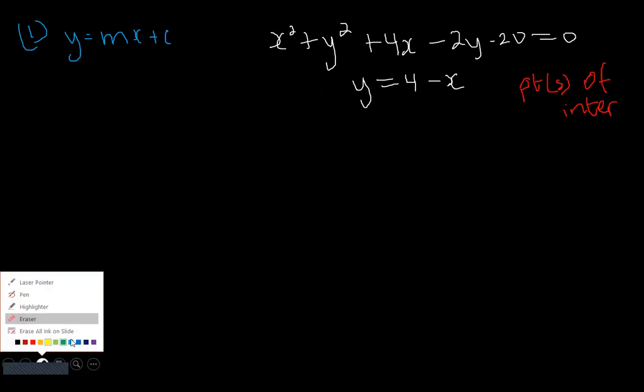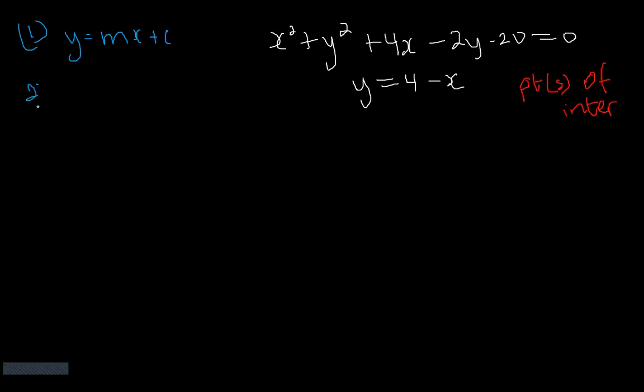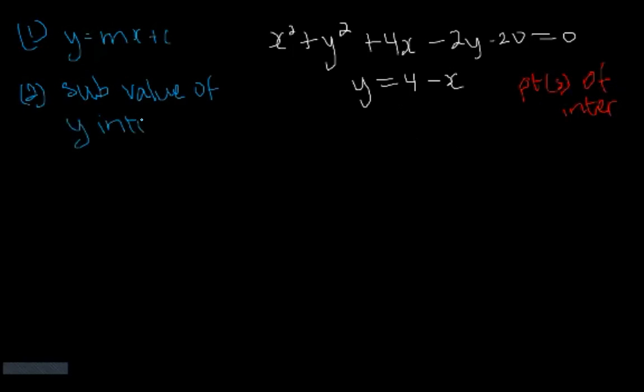The second step says that you want to substitute the value of y into the circle. What do you mean by value of y? Whatever y is equal to. So in this case, it's 4 minus x.